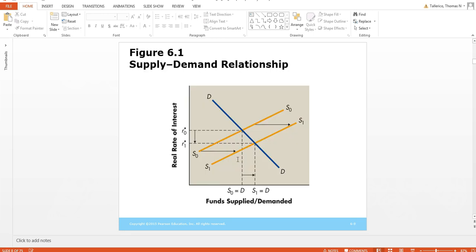So here is the money supply. And as you can see, as the supply goes down on the demand curve, the real rate of interest here will drop. As you go from S0 to S1, and if you went from S1 to S0, you can see the money supply going up. So you'll see the real rate of interest over here going up.